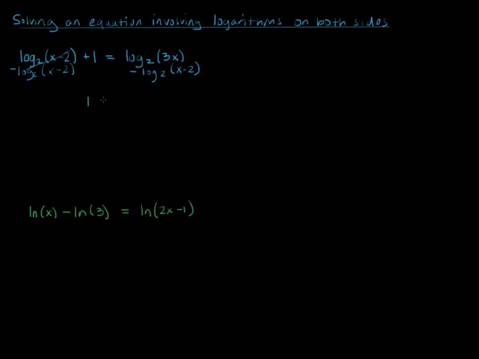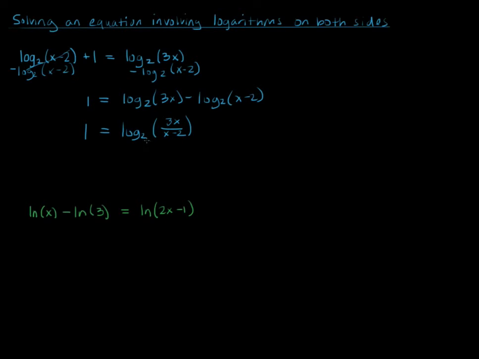So here we'll just have 1 on this side equals log base 2 of 3x minus log base 2 of x minus 2. Okay, now we can combine these into a single logarithm. So this is going to be log base 2 of 3x, remember that subtraction is the same as division inside, so x minus 2 here equals 1.